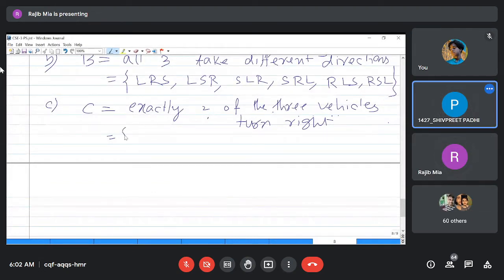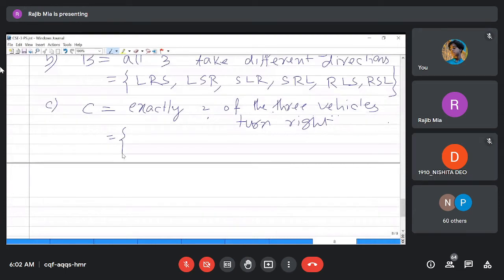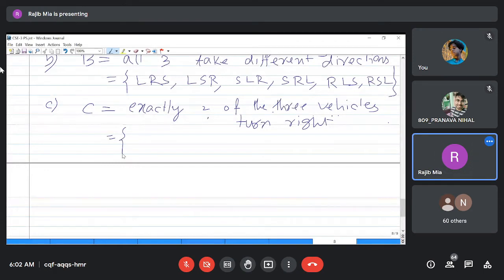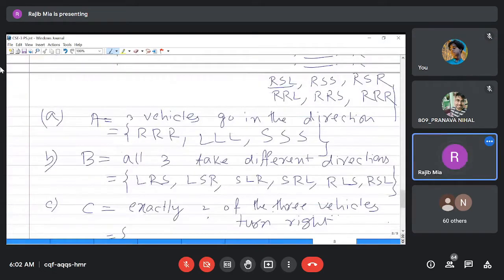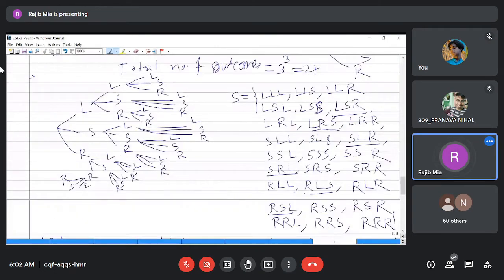RLR, RSR, RRL, RRS. So there are 6 in total. If you are unable to write them, then you can take the help of the total number of outcomes, that is the sample space, and easily write them by seeing where exactly 2 are R.